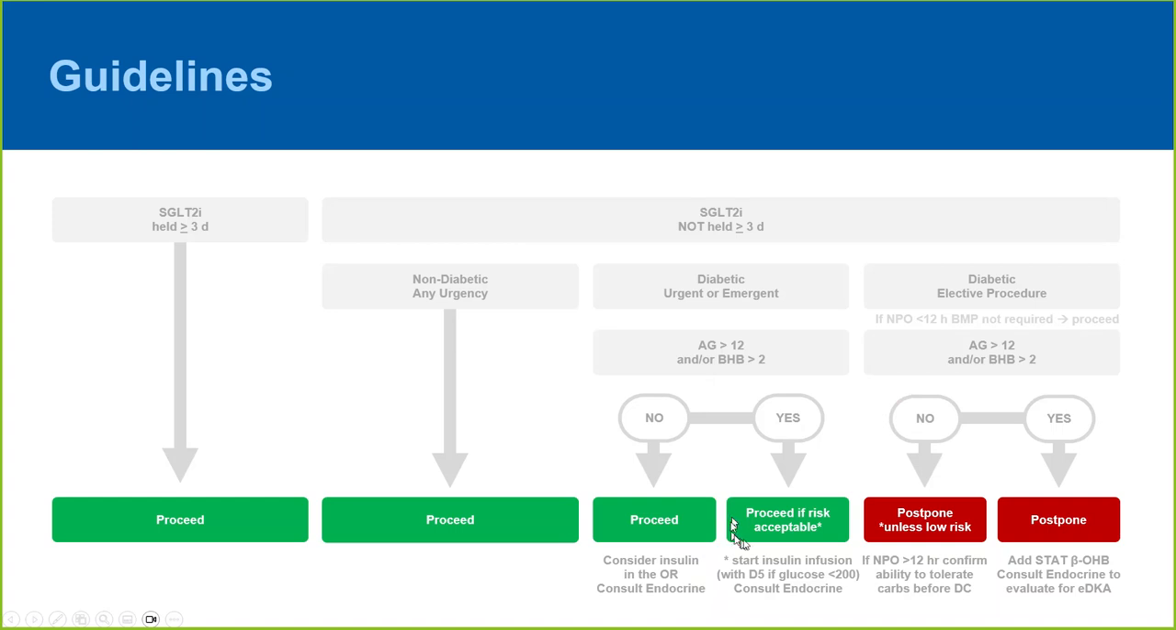And then finally, they say that if you're diabetic and you're going for an elective procedure, they actually have a qualifier that says that if you're not going to be NPO for more than 12 hours, you don't even need to check labs and they'll let you proceed. But if you are going to be NPO for more than 12 hours, they do recommend checking the anion gap and beta hydroxybutyrate. And if either of these are elevated, suggesting ketoacidosis, you should certainly postpone the procedure and admit the patient and treat them for ketoacidosis. If these aren't elevated, it's still reasonable to postpone the procedure, but they do note that there are some very low risk circumstances where you still might consider proceeding.